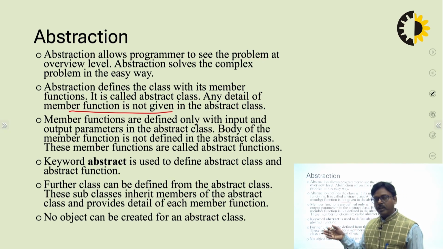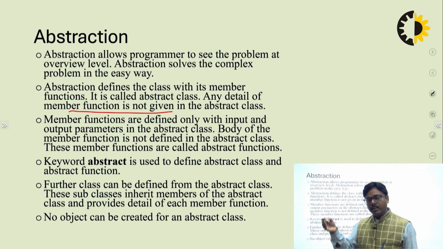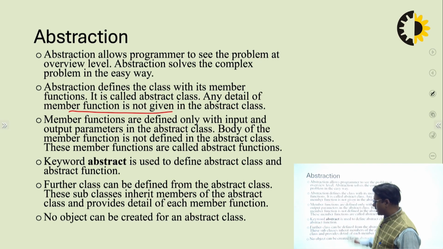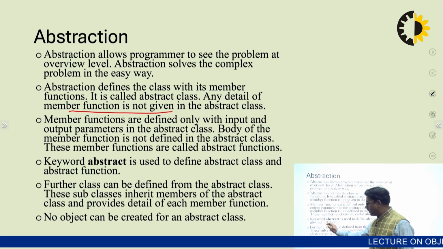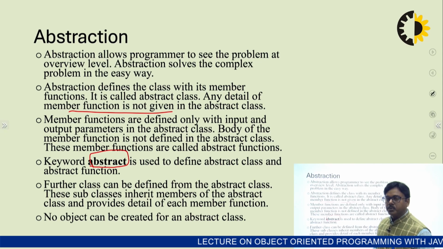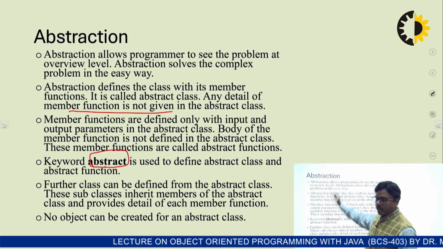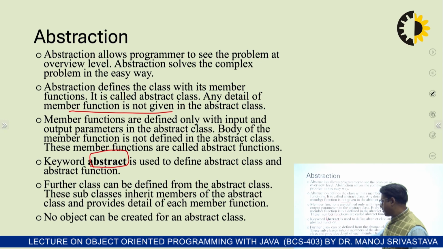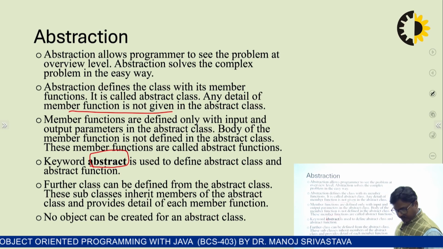And what output it will get, through what variable that output will be returned, those things will be mentioned over there in that abstract class. This is what I have said here, that the abstract keyword is there. This abstract keyword helps to declare an abstract method or a class. Further classes can be defined from the abstract.